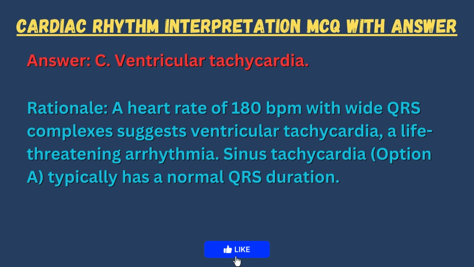Answer: C. Ventricular tachycardia. Rationale: A heart rate of 180 bpm with wide QRS complexes suggests ventricular tachycardia, a life-threatening arrhythmia. Sinus tachycardia, option A, typically has a normal QRS duration.